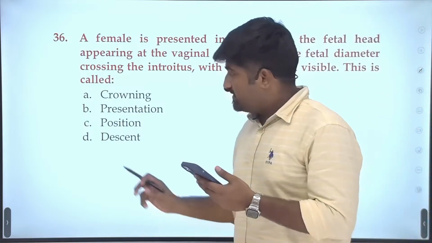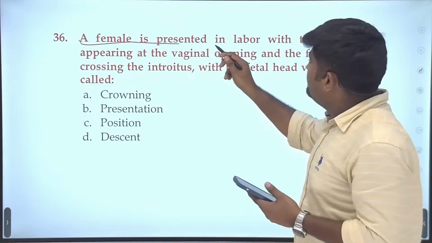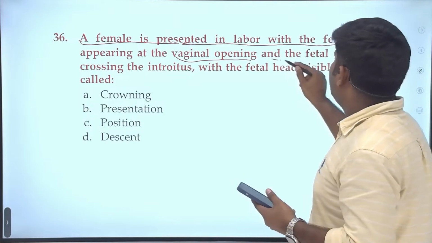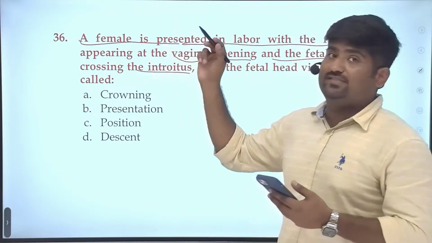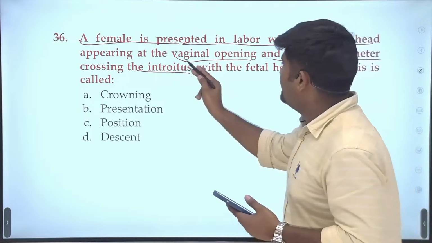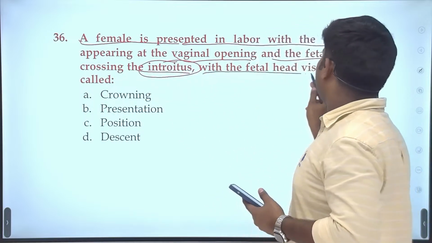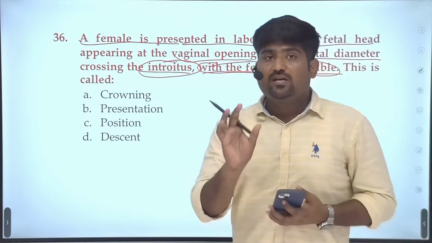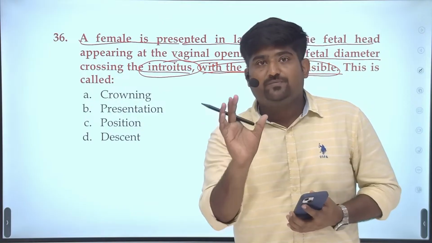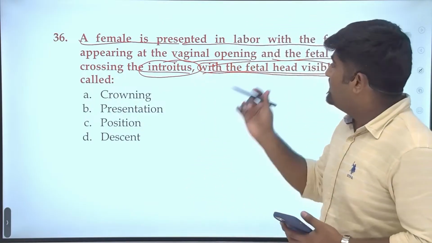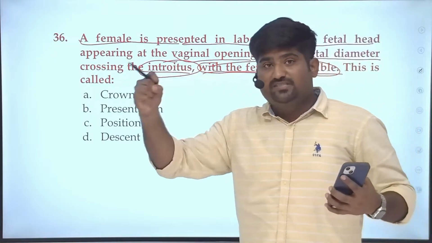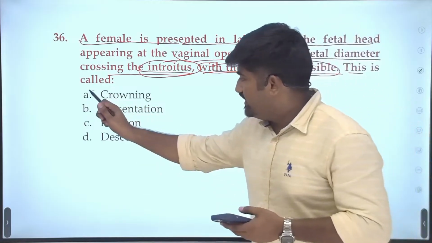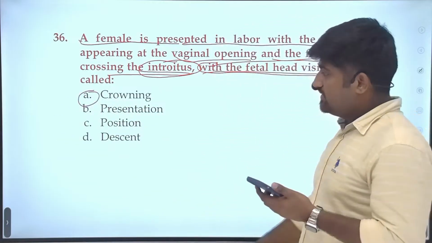Next question. A female patient is presented with labor, the fetal head is appearing in the vaginal opening and the fetal diameter is closing the introitus. That is a keyword here. Crossing the introitus. Which of the fetal head is visible? They are talking about cardinal movements of the labor. They are talking about the cardinal movements in which point the fetal head is visible and crossing the introitus. Yes, crowning. Correct. It is crowning, right?